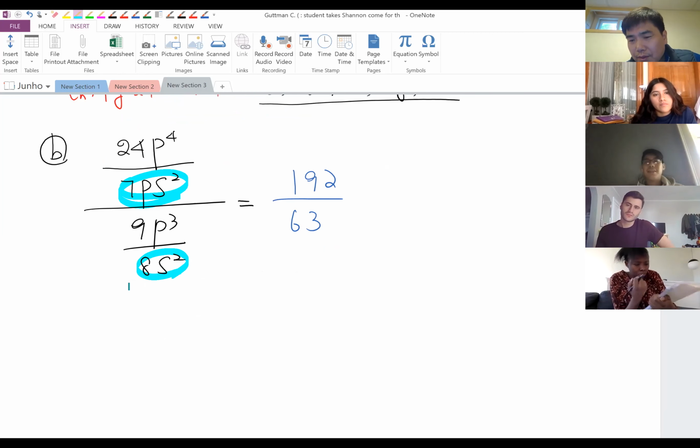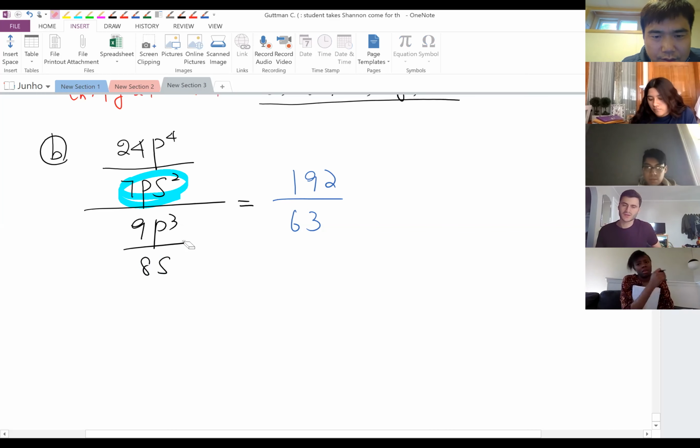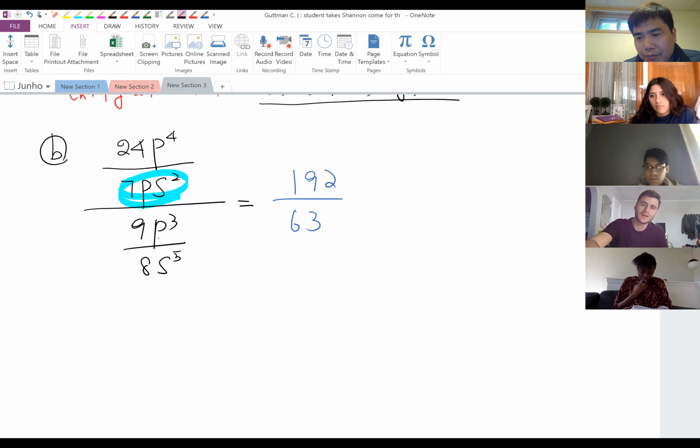It's 8 S5, not S2. Yeah, it's S5. Oops. Okay, my mistake. And the answer is going to be 192 S3 divided by 63. No, 192 multiply S3 divided by 63.